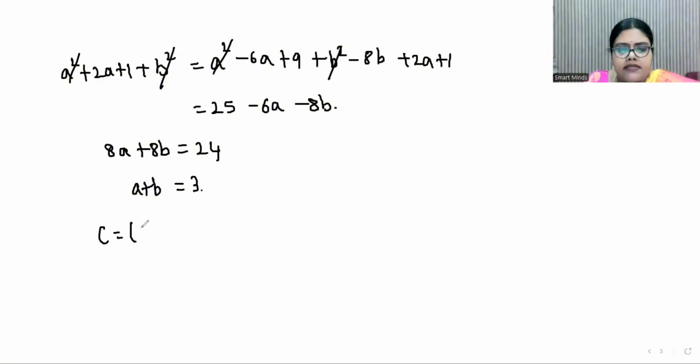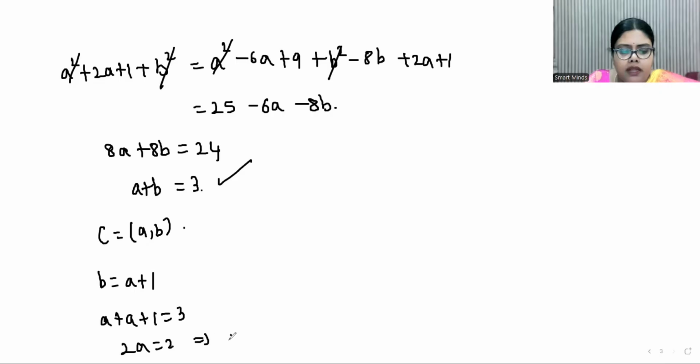Now center is a comma b, no? So b is equal to a plus 1. Now substituting this in this equation, a plus 1 is equal to 3. 2a is equal to 2. So a is equal to 2. If a is 2, b is a plus 1, no? So that means b is equal to 2.